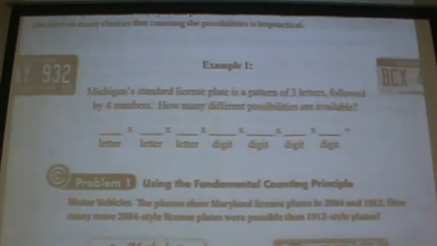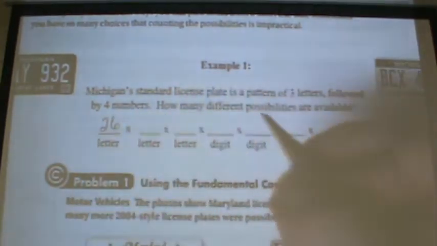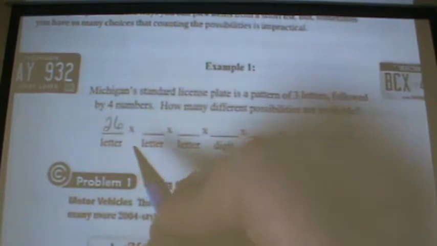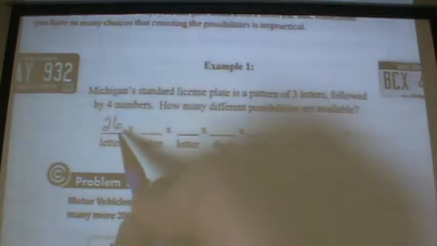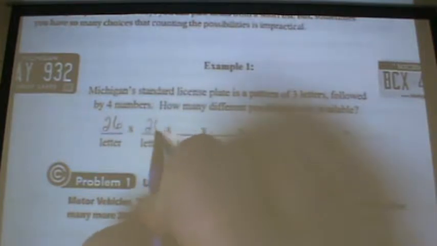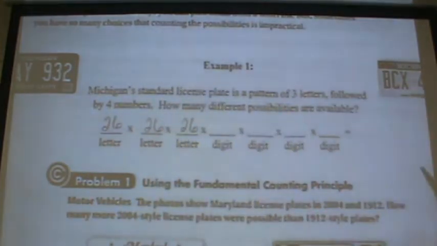So looking at example 1, it says that a Michigan Standard License Plate is a pattern of 3 letters followed by 4 numbers. How many different possibilities are available? So we have 3 letters and 4 digits. So how many choices for letters do we have? How many letters are in the alphabet? 26. So we have 26 different letter choices. And then we have 2 other letters. They can be the same letter or different letters. So we still have 26 choices for both of those.